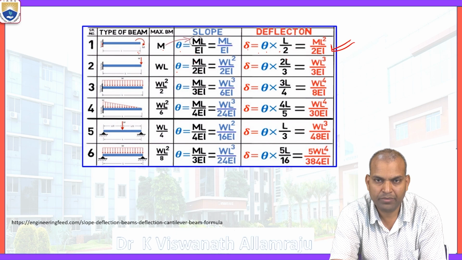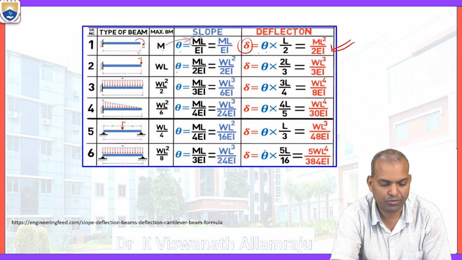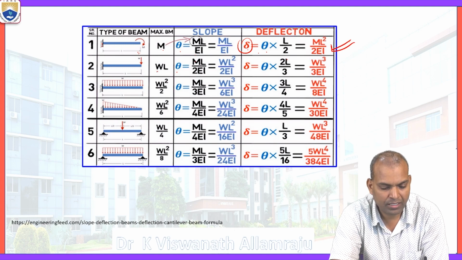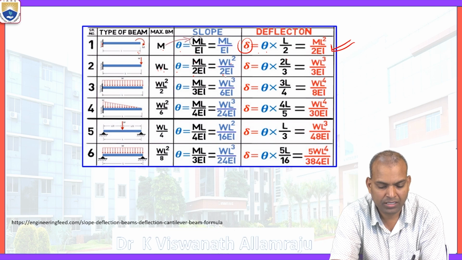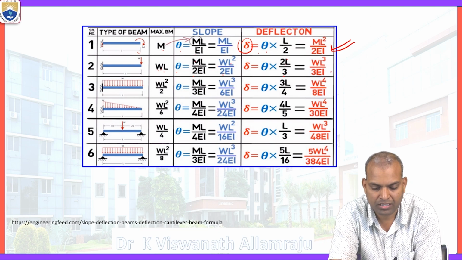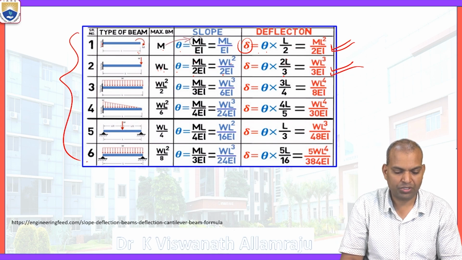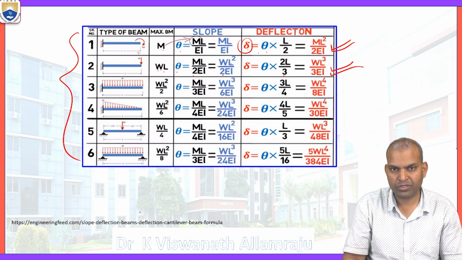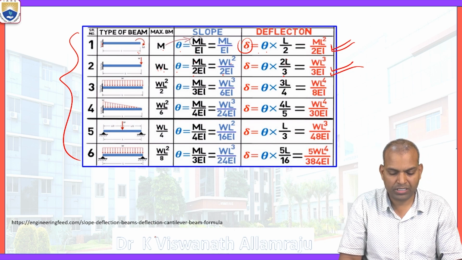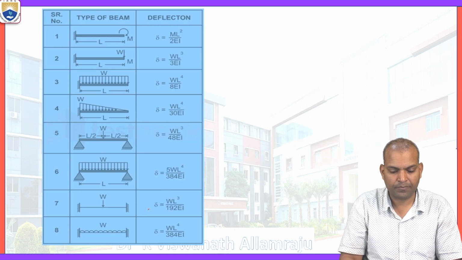The slope theta multiplied by L by 2 will give ML square by 2EI, that is the deflection value. Similarly here, M equal to what? Here ML by EI, where M is WL, that is WL square by 2EI. Then the deflection comes theta times 2L by 3. These are the 6 case studies mentioned, which are prominent to solve problems directly, and also for public service examinations. This formula is important.